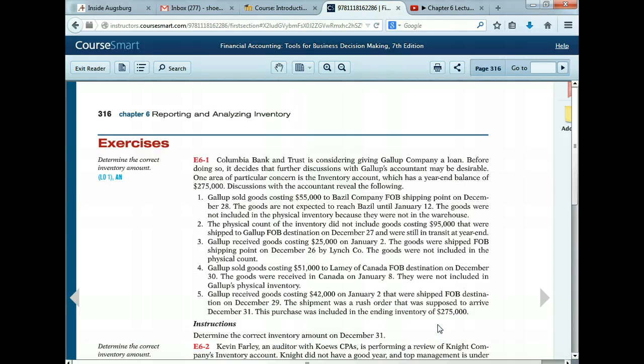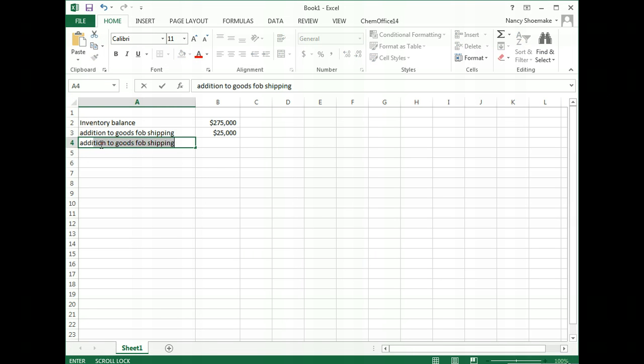Then we've got Gallup sold goods costing $51,000 to Lamy of Canada, FOB destination, on December 30th. The goods were received in Canada on January 8th. They were not included in Gallup's physical inventory. They should be. December 30th, they sold them, so we're talking year end balance. So it should be included, 51,000. They didn't get there till the 8th, so title hasn't been transferred. Gallup still has ownership of the title on the 31st.